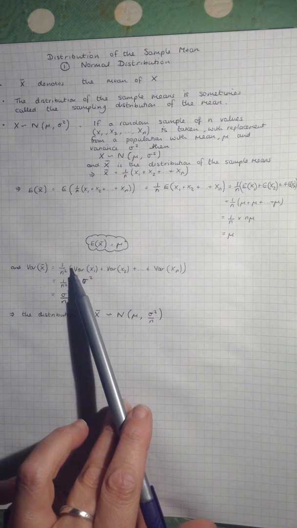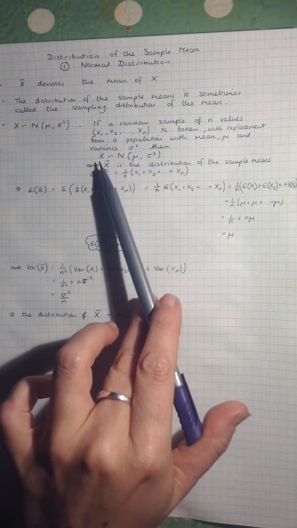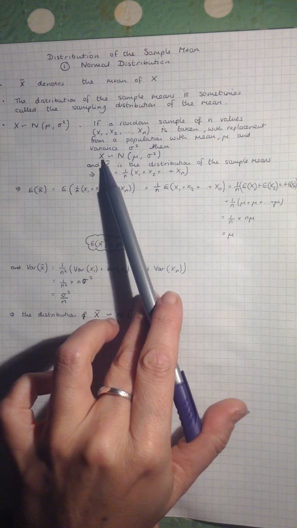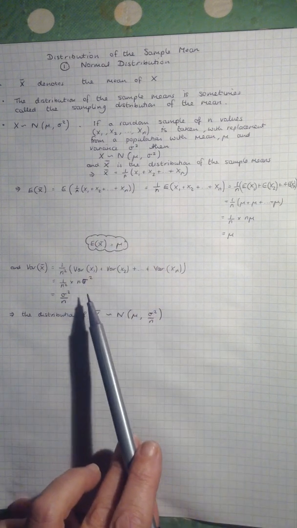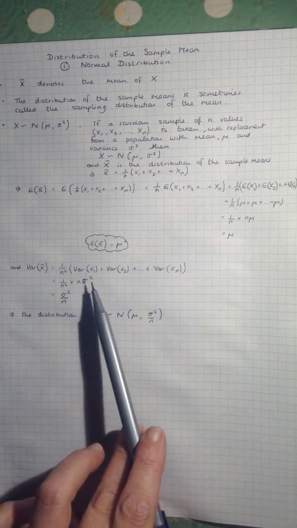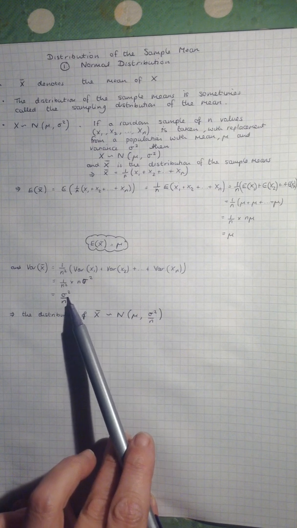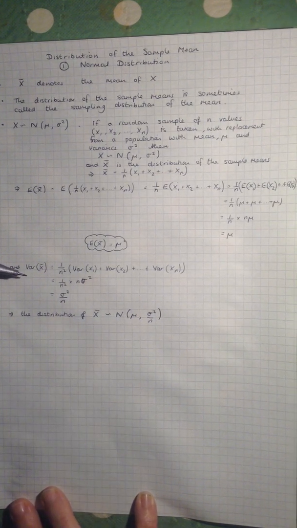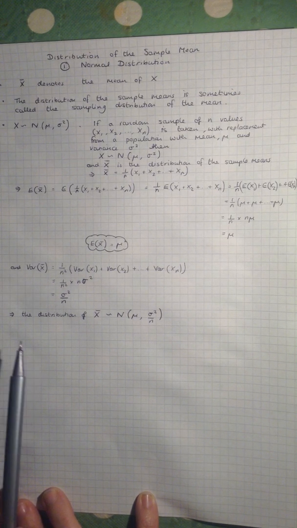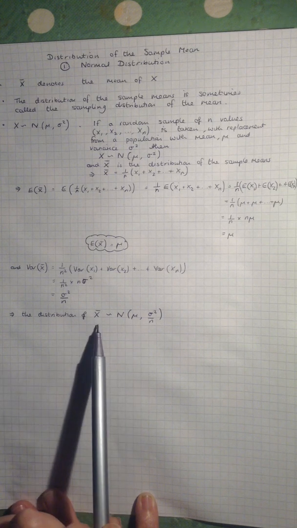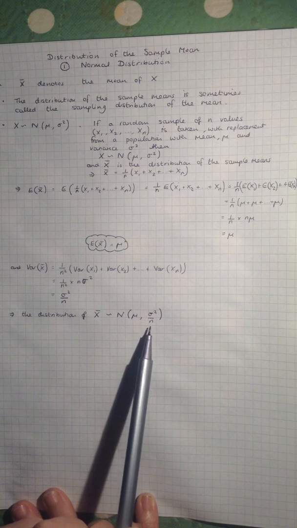So each one of these has the variance sigma squared because it's come from the population with distribution x. So we've got n lots of sigma squared, so we've got 1 over n squared times n lots of sigma squared, so we end up with sigma squared over n. So the variance of x bar is sigma squared over n. This then gives us the distribution of x bar being normal with mean mu and variance sigma squared over n.